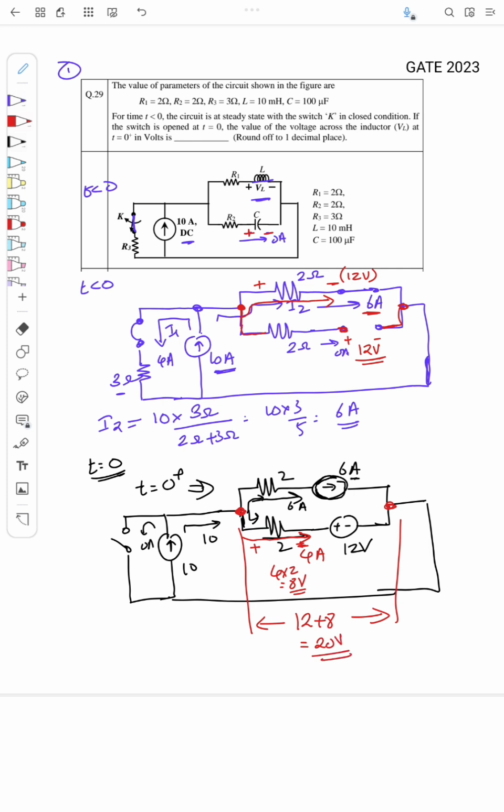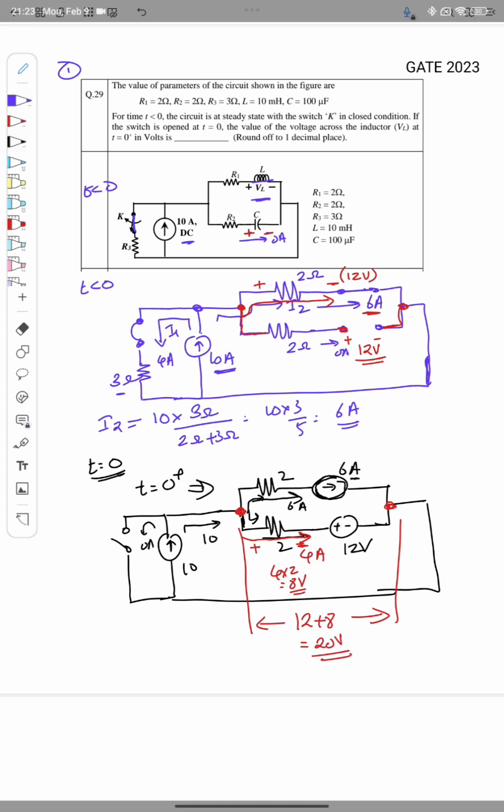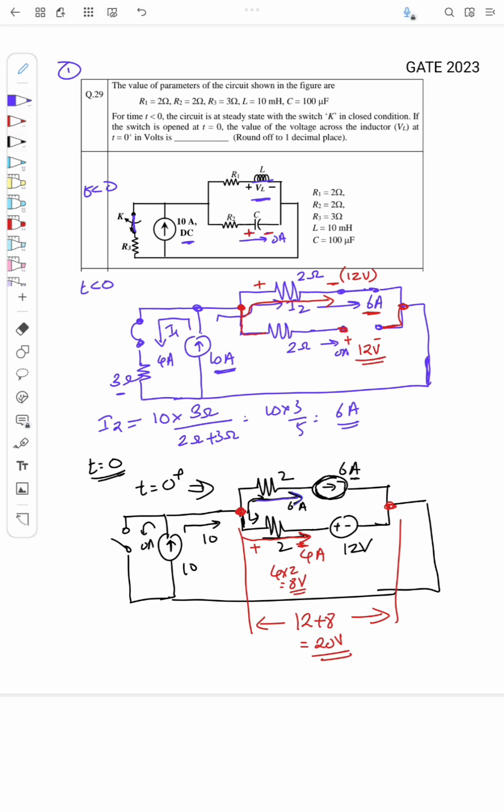Now if we see the above path, there is a current flow of 6 ampere here. So definitely there will be a voltage drop across this, that is 6 into 2, that is 12 volt. Okay, so what is the remaining voltage drop here, that is plus minus, which is equal to VL, the voltage across the inductor. So VL is actually equal to the net voltage, that is 20 volt, minus the voltage drop across this 2 ohm, that is minus 12. So this is equal to 8 volt. So VL will have 8 volt.